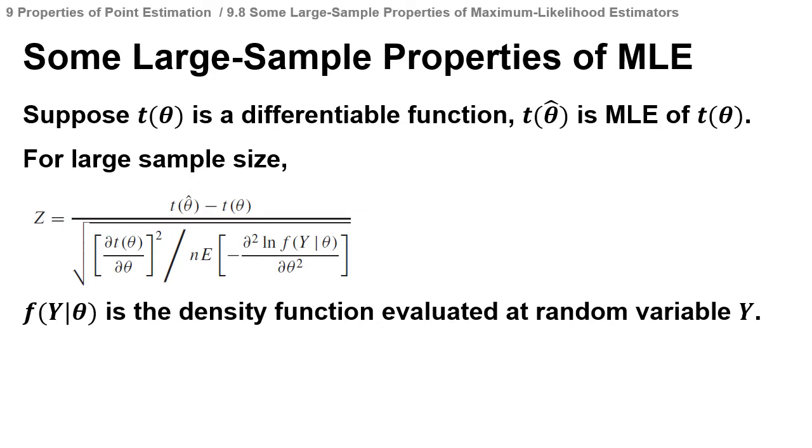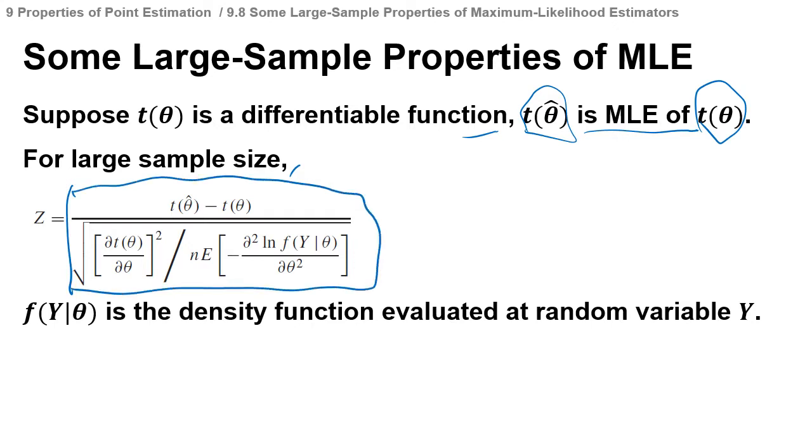approximate normality of MLE. Suppose t(theta) is a differentiable function, then if we are interested in t(theta), then t(theta hat) is the MLE of t(theta). That's what we learned from the previous chapter. And for large sample size, if we define this statistic, then this one follows standard normal with mean 0 and variance 1. This one would follow standard normal distribution, and in here f(y|theta) is the density function evaluated at random variable y.